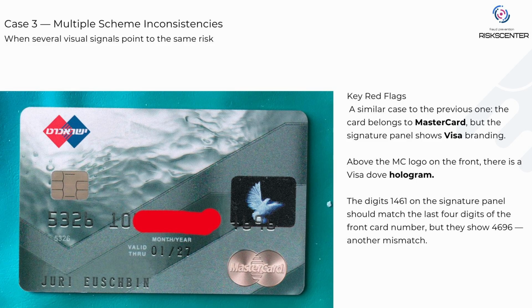Now look at the front side of the third card. At first glance, it appears to be a MasterCard card. But above the MasterCard logo, there is a Visa-style dove hologram. This already creates a serious payment scheme inconsistency. At this stage, we do not need to make the final conclusion yet. We simply register the first visible conflict. On the next part of the review, the backside details will show whether this mismatch is isolated or part of a wider fake card pattern.